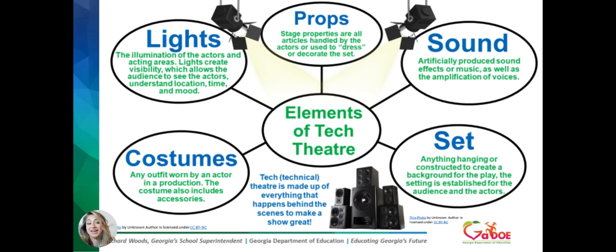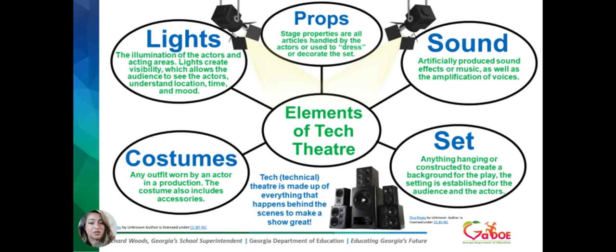For me personally, I like to pair costumes with makeup when it comes to activities because those two are going to complement each other. When it comes to lights, we're talking about the illumination of the actors and the acting areas. So it's going to help us tell the audience, help them understand location, time, and mood. And we need to see the actors, right? When it comes to props, we want our students to understand that stage properties are anything that's handled by the actors or things that we might use to dress or decorate the set.